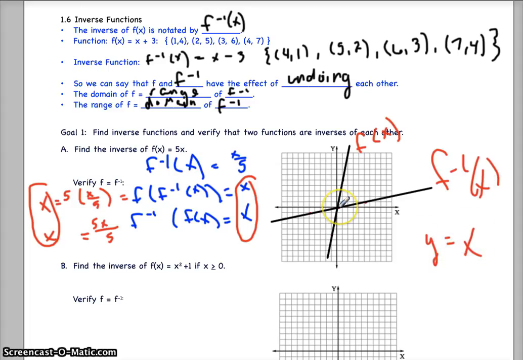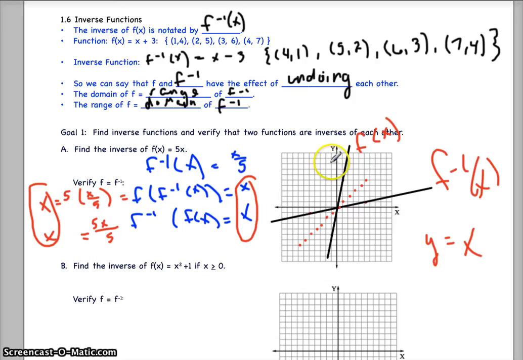So let's graph that. Y-intercept of 0, up 1, right 1, up 1, right 1, slope of 1. And do you see how as I plot this dotted line y equals x, I have symmetry on each side of it. So there are two ways to prove it: by plugging the functions into one another and reducing to x, or graphing and the two functions being symmetrical across y equals x.